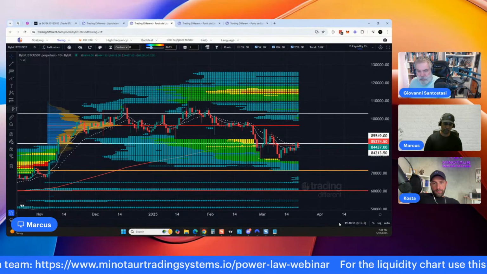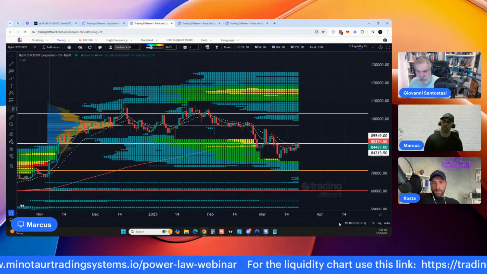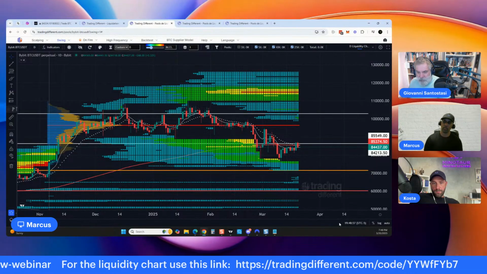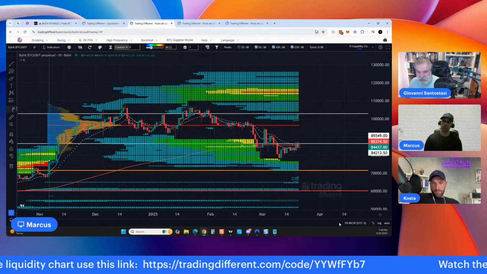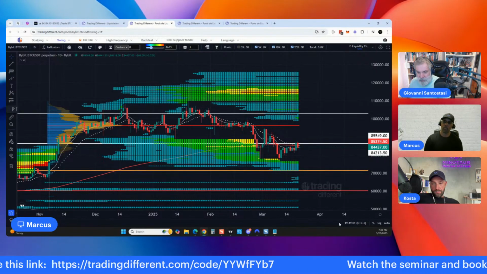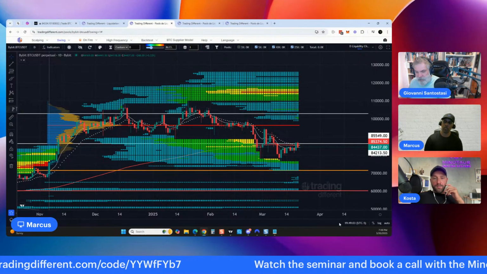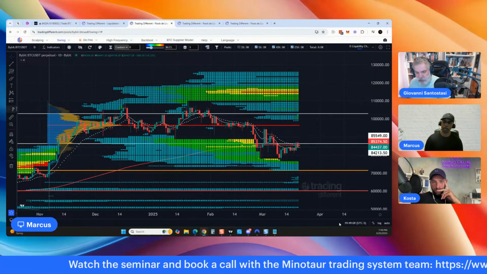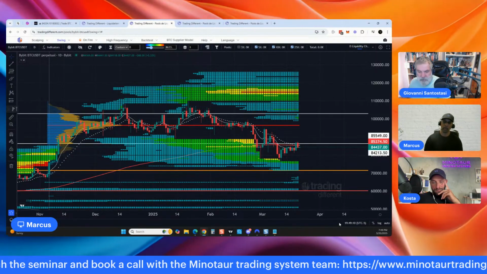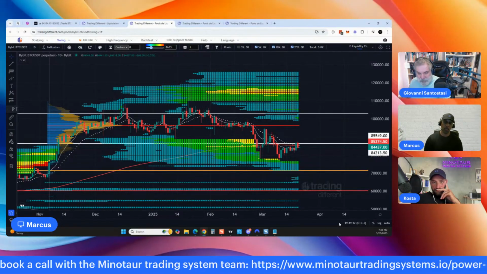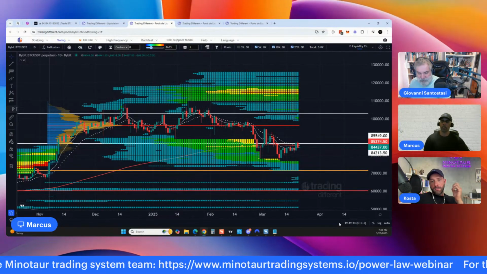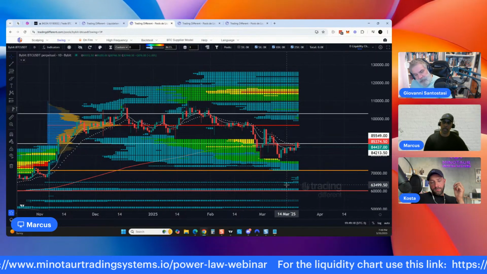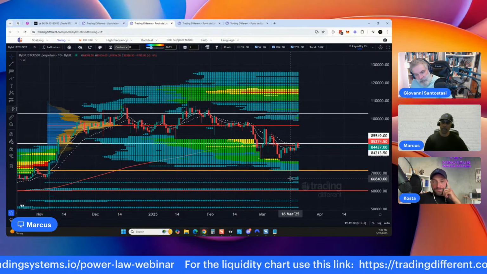Now, how do you know? My question is, how do you know when we are done with the move down in terms of what you're looking at in the chart? Do you use a particular level of liquidity, a particular color in this chart? Do we need to, for example, get all that liquidity there at the 70K? Is that a necessity? Yeah, great question, Giovanni.